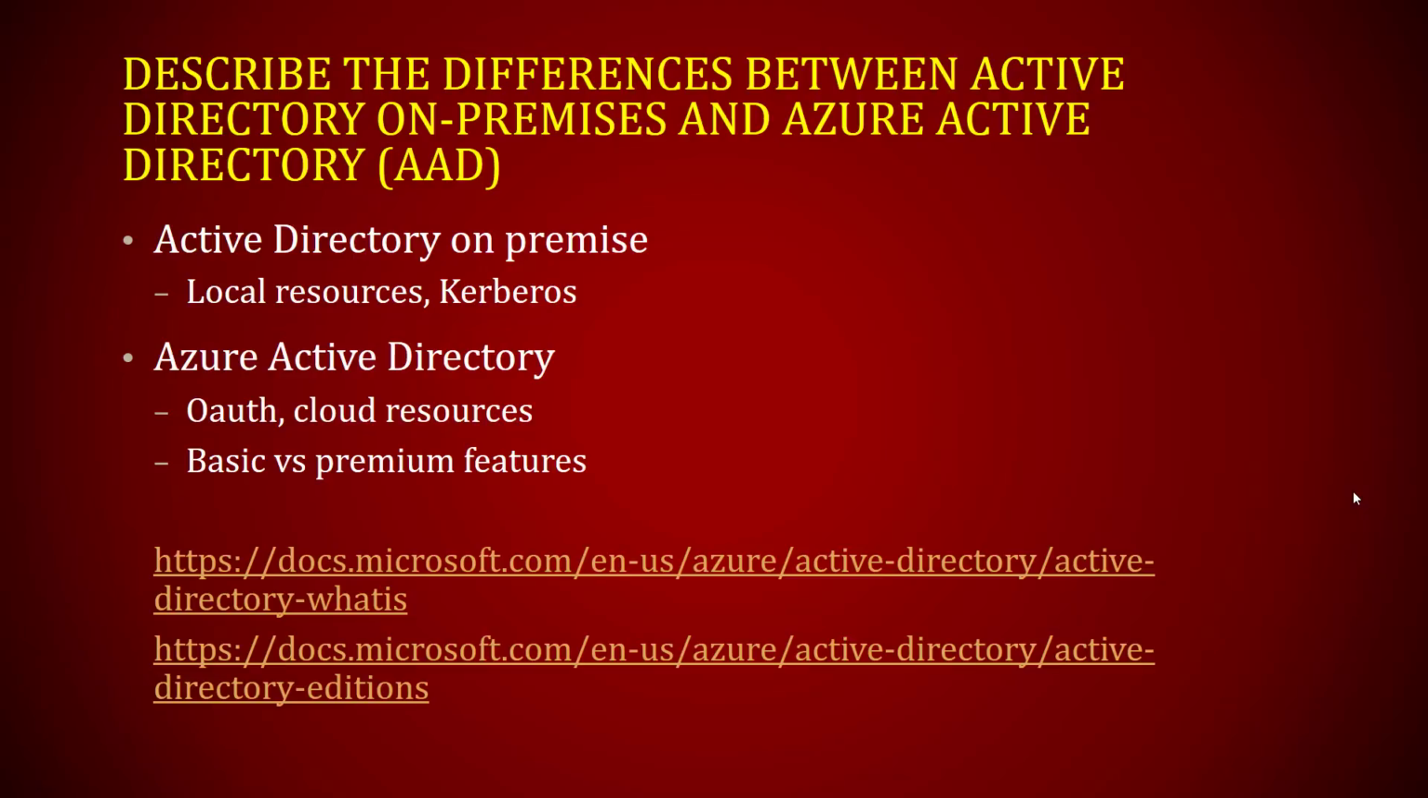The authorization process is OAuth, and the resources that you're going to be accessing by default are then going to be cloud resources, and therefore your authentication is into the cloud. Just bear in mind that you also need to be aware of what the different types of Azure Active Directory are. So there's different editions of that. So there's basic versus premium features, so that you can then have a decision point as to which one you need to include in your design.